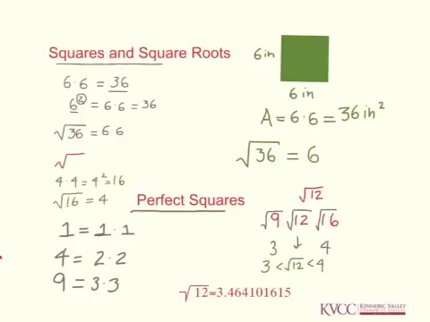The set of real numbers consists of all irrational numbers, such as these non-perfect squares, and the set of rational numbers, which are those that can be expressed as fractions.